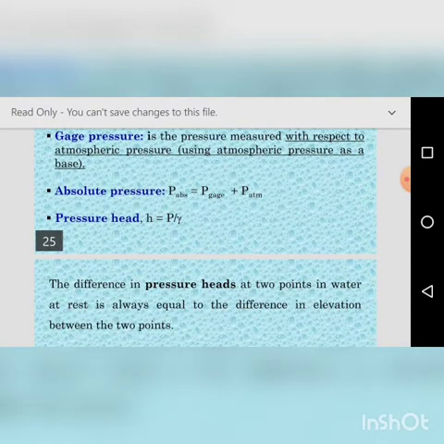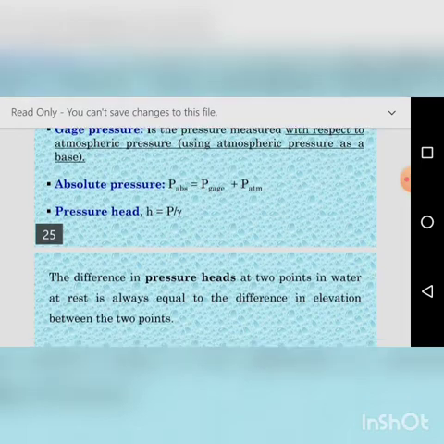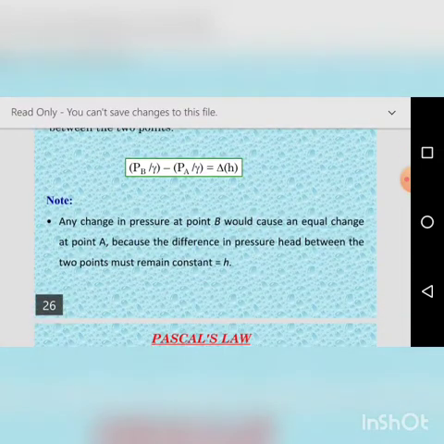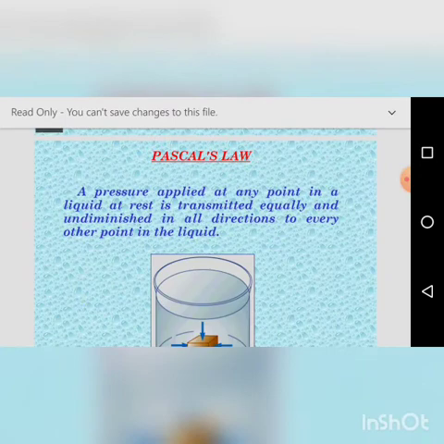Therefore absolute pressure is equal to gauge pressure plus atmospheric pressure, and the corresponding pressure head is pressure divided by specific weight, and the difference in pressure head between 2 points is equal to the difference in elevation between the 2 points. Then now we'll see about Pascal's law.